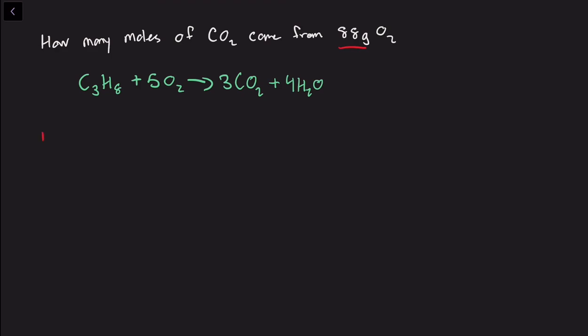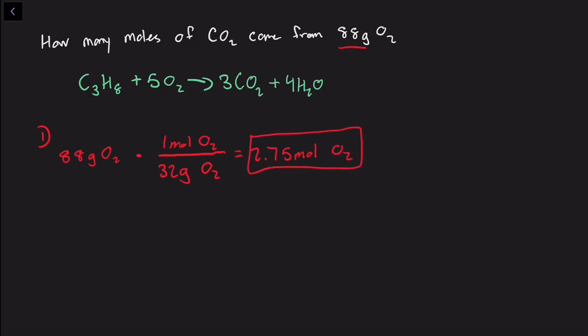So our first step is to convert grams of O2 to moles of O2. So we have 88 grams of O2, and we're going to multiply this by our molar mass, so 1 mole of O2 over 32 grams of O2, which turns to 2.75 moles of O2. This is the first step in our mole to mole ratio. We need to figure out how many moles 88 grams is, and then we can apply our mole to mole ratio here.